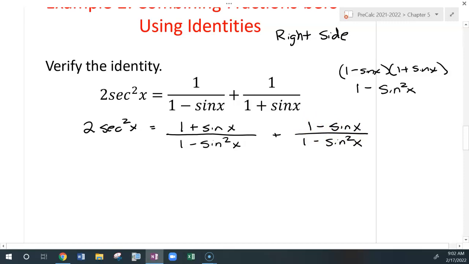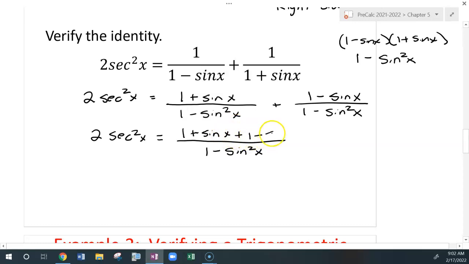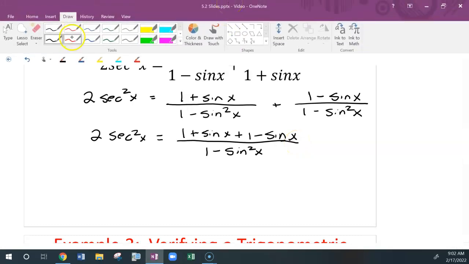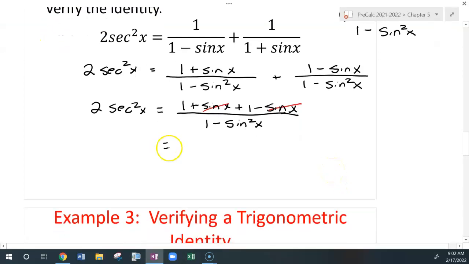Now that they have the same denominator, I can go ahead and combine them into one. So I'm going to have one denominator, 1 minus sine squared x. Notice I'm keeping the left side the same. Combining 1 plus sine x plus 1 minus sine x. Now check it out. I have a plus sine x and a minus sine x right there. Those drop out. So that leaves me 2 over 1 minus sine squared x. So I'm getting that 2 already.